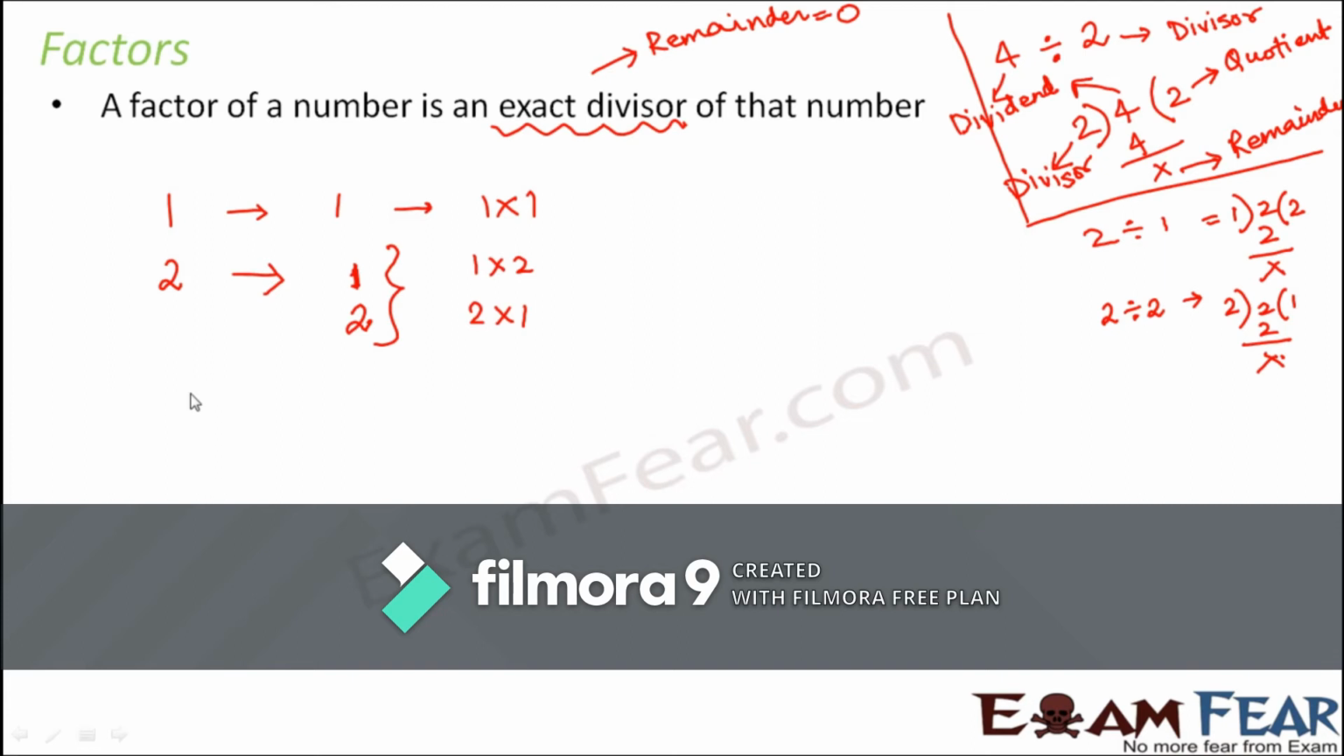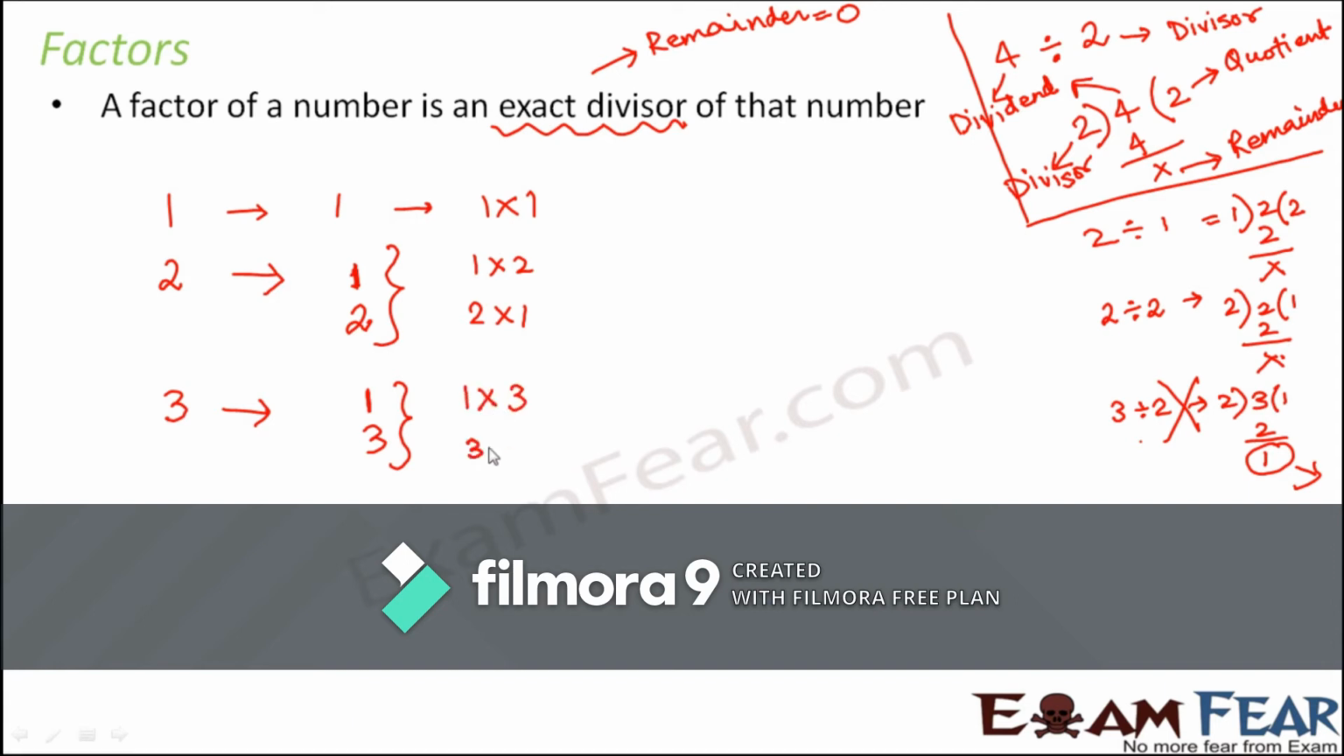Let's look at the next number, that is 3. In case of 3, 1 again is an exact divisor. Do you think that 2 would be an exact divisor? No, that's because if you divide 3 by 2, you see that you get 1 as a remainder. That means 2 is not an exact divisor of 3. So 1 and 3 are the exact divisors of 3. So this can be written as 1 into 3. This can be written as 3 into 1. Whenever a particular number is an exact divisor or a factor, then that factor will be multiplied with some other number to get this number.